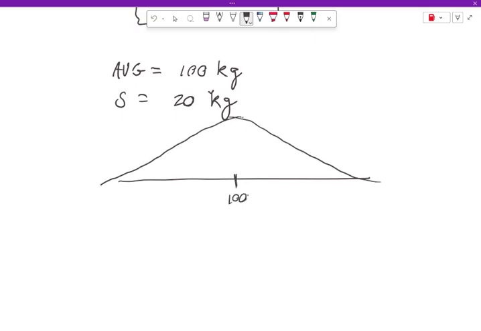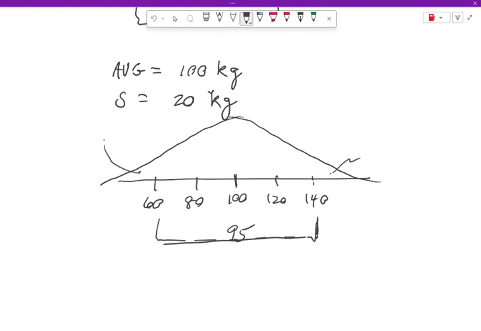The middle is 100. One standard deviation up is 120. 2 standard deviations up is 140. 1 down is 80. 2 down is 60. The probability that an elephant at birth weighs between 60 and 140 is 95%. What's the chance that the elephant birth weight is greater than 140 or less than 60? 95 in the middle. How much is outside? 2.5.